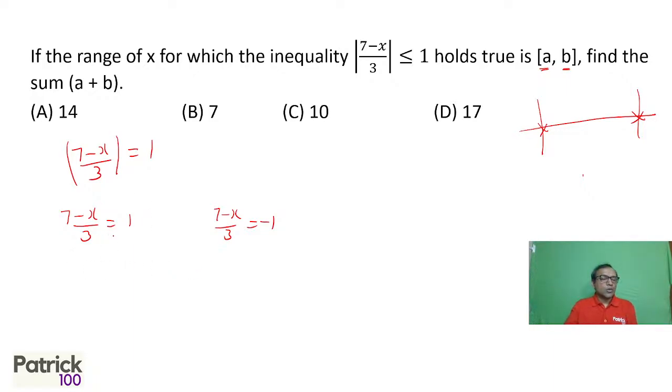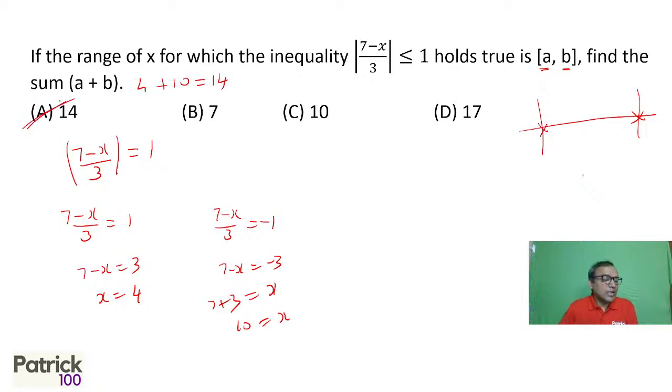If you solve this now, you will get 7 minus x equal to 3, or x equal to 4. And here 7 minus x equal to minus 3, so you get x equal to 7 plus 3, which is 10. So your A plus B will be 4 plus 10, which is 14. That will be the answer.